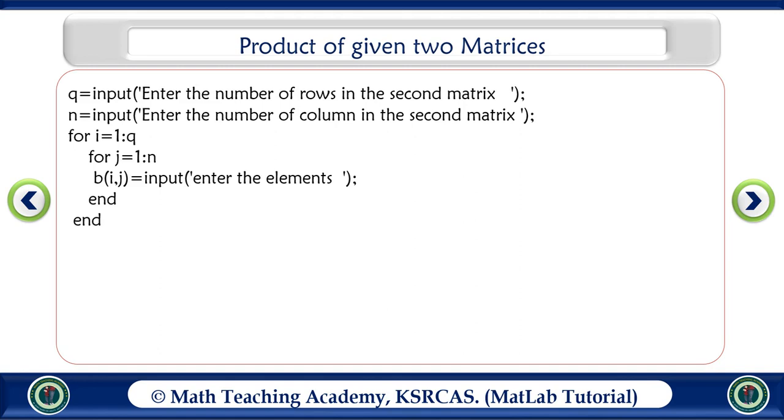After all the elements of the second matrix are received, we have to reshape the elements in a matrix form with the help of the command b is equal to reshape b comma q comma n. This command will display the matrix b in the command window.